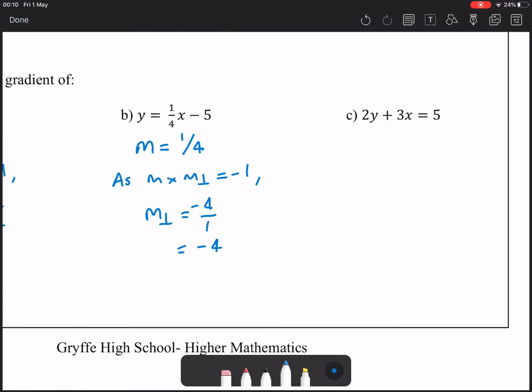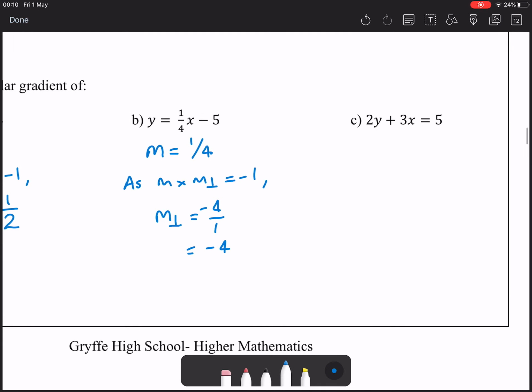In part C, we're not in a position to state the gradient straight away, so we need to rearrange. Taking away 3x from both sides, and divide through by 2, so we have y equals mx plus c. Divide by 2 each of our terms. y is equal to negative 3 over 2 x plus 5 over 2.